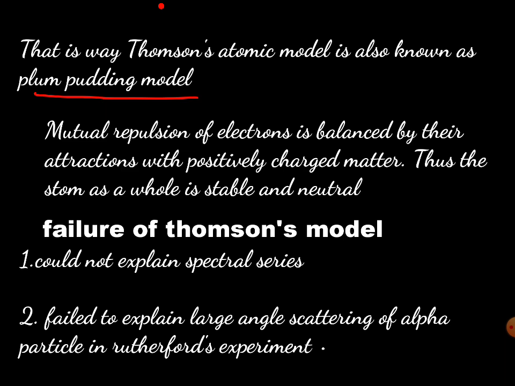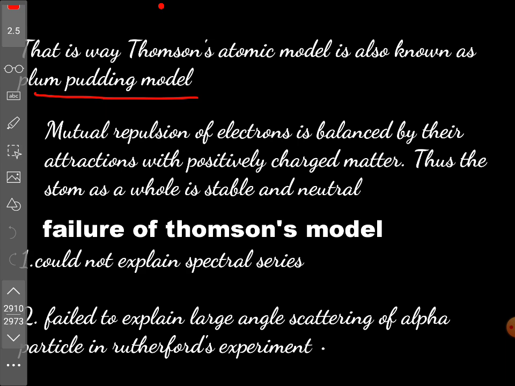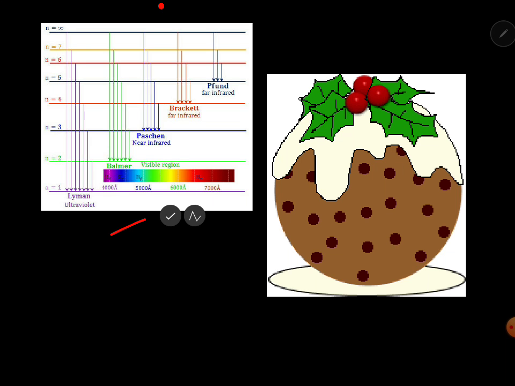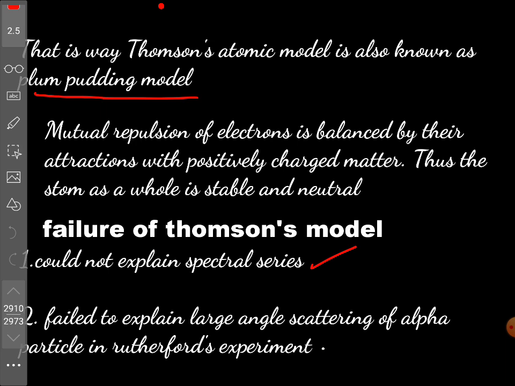But what were the reasons behind the failure of Thomson's model? One of the reasons is that this model could not explain the spectral series emitted by the hydrogen atom. Here you can see the series of the spectrum. It also could not explain the large angle scattering of alpha particles in Rutherford's experiment, which we are just going to learn.